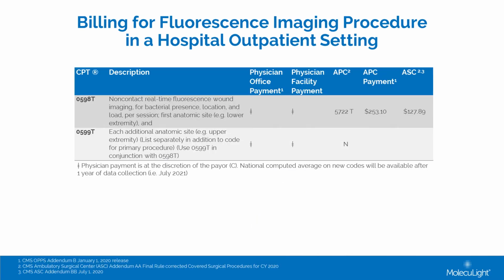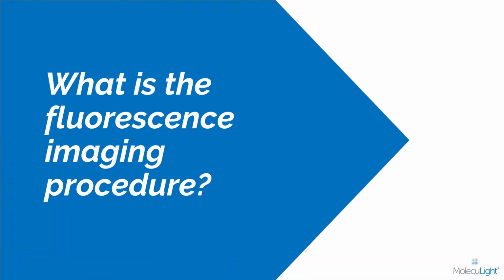Here we're showing an example of the codes, and right now there is no certainty of payment from the physician office or physician facility payment that will be negotiated by the payer. And when the code is being billed, the physician will include the 0598T or the 0599T along with the amount charged. We do have, however, fee schedule payments for ambulatory payment classifications or ambulatory surgery centers. And Dr. Lulov is going to describe what this procedure is and how he does it.